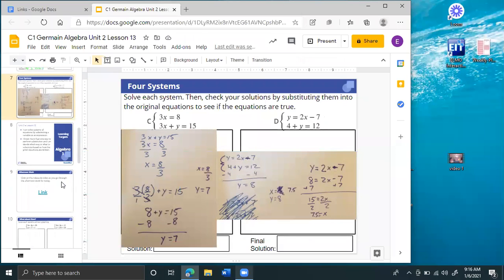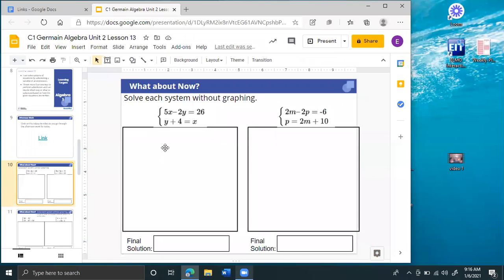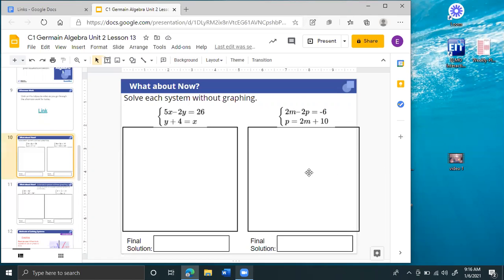What you're doing this afternoon, okay, is I put a link to a video here. In the video, I go through and I think I actually do the first one with you, I believe. We go through and we substitute in and solve this one using substitution. And then I give you 20 working minutes to actually do the other 3.